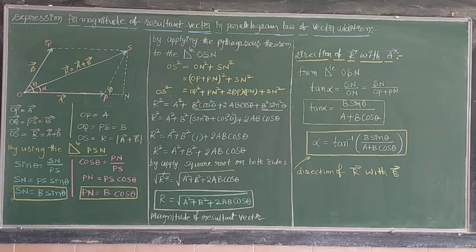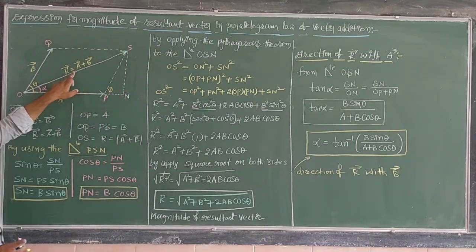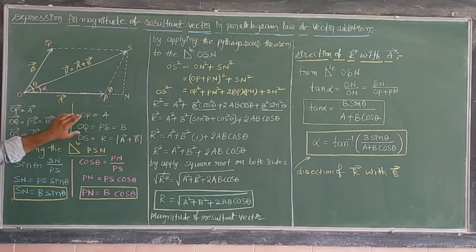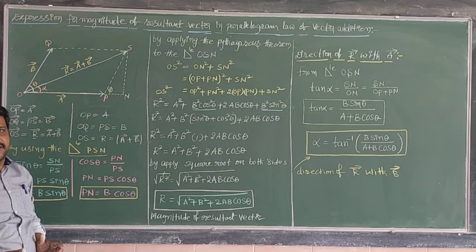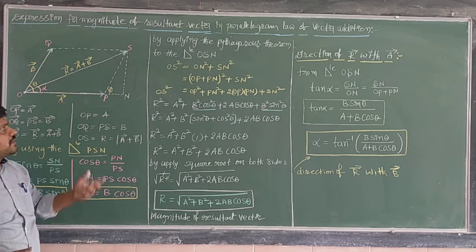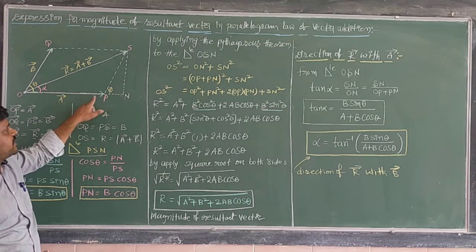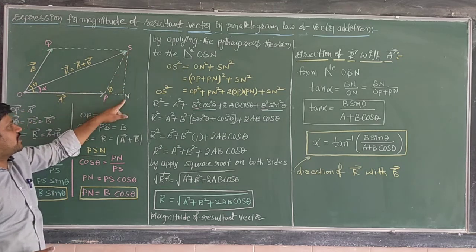To derive the expression for the magnitude of the resultant vector in the parallelogram law of vector addition, I have drawn OP bar equal to A bar. OP is nothing but A. This is only in terms of magnitudes, while these are in terms of vectors. To solve this, I have to make two triangles. The two triangles are made by extending the OP line to PM, and here SN is another line.